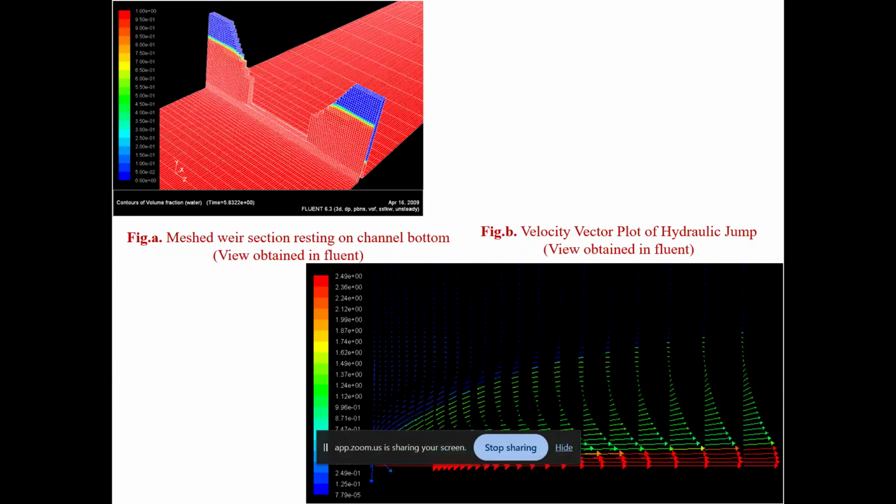Now you can see in figure B, we had captured the vector diagram of the hydraulic jump formed in the numerical model. At the top of the jump, you can find the reverse flow, which is a very important thing to be observed in a hydraulic jump, and that important feature we had captured in the numerical model.